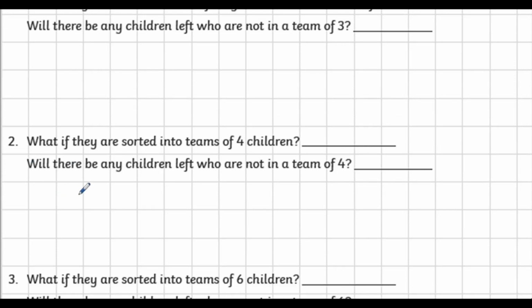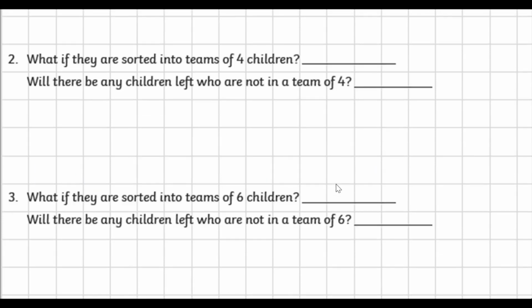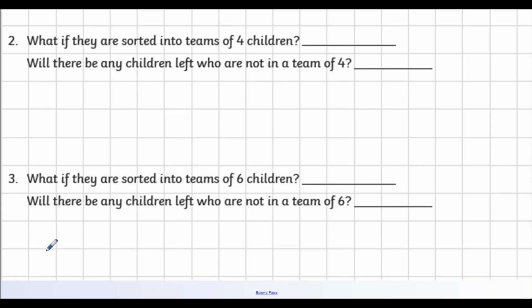So question number 2, what if they were sorted into teams of 4 children? Same type of question, but you're dividing the number we underlined by 4. And will there be any remainders? And then your final question for this section, what if they were sorted into teams of 6? Will there be any remainders?